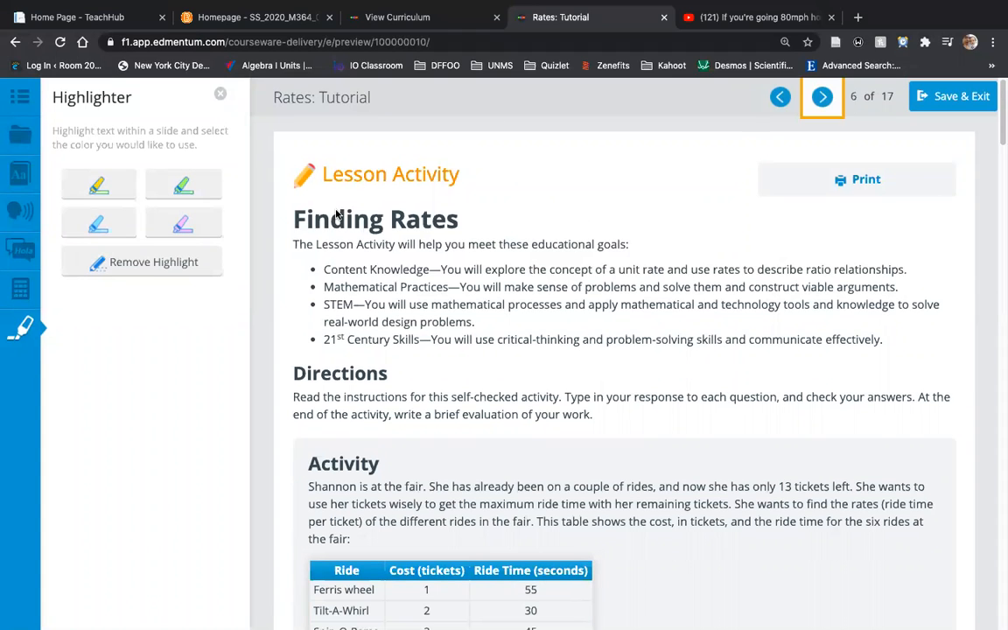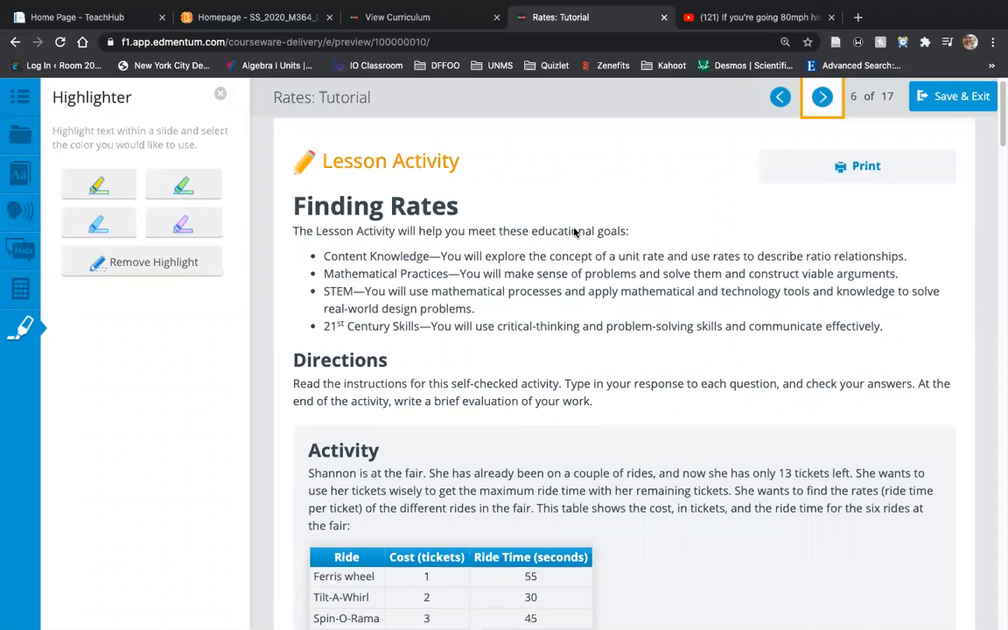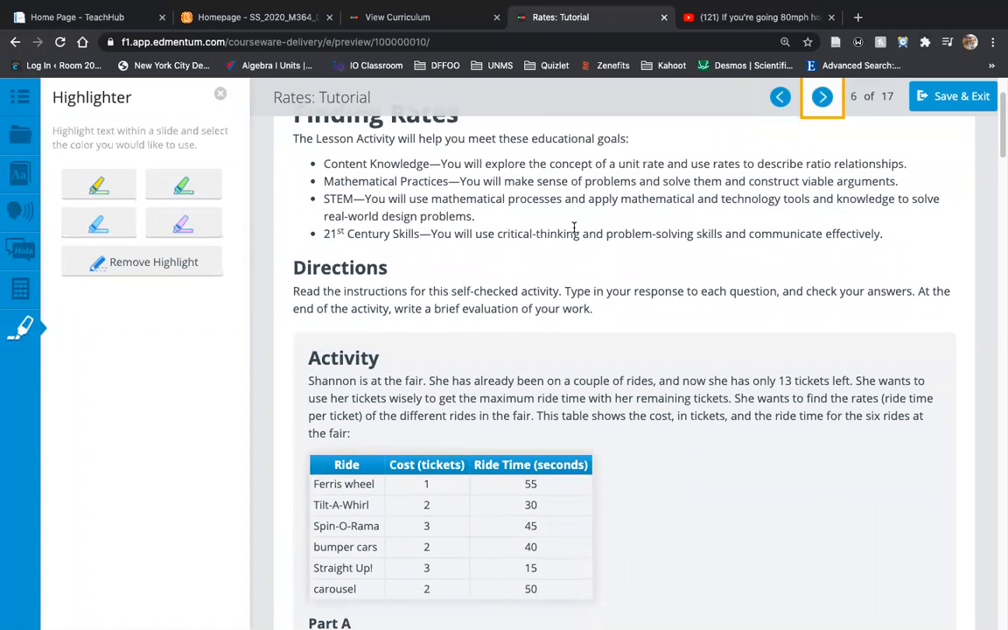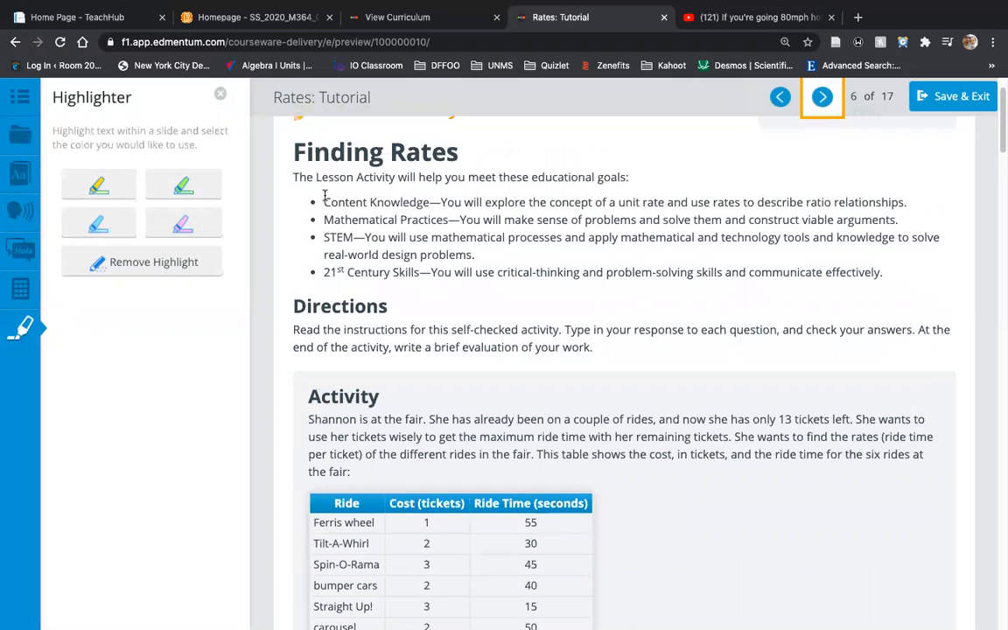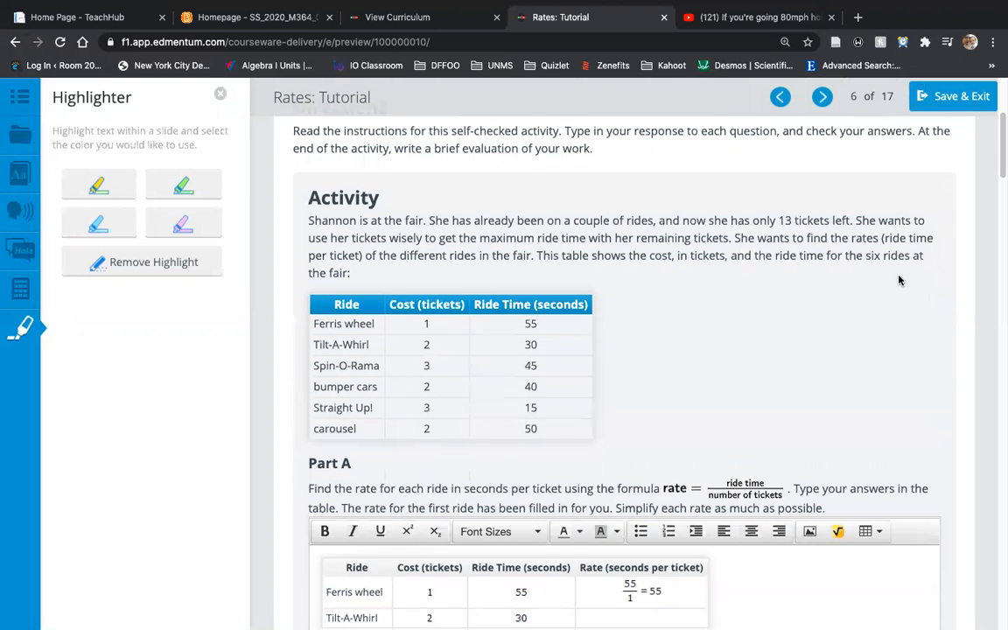But at this point, you guys are gonna be working independently at your levels, okay? So the first part just kind of gives you some ideas of what you're gonna be learning, why you're learning it, the mathematical practice that you're using, all right? But the directions down here say: read the instructions for this self-checked activity, type in your response to each question, and check your answers, right? So checking your answers is something that's really important, right?